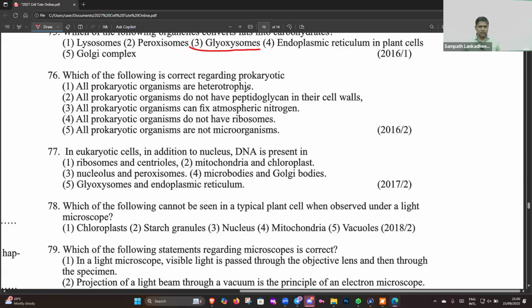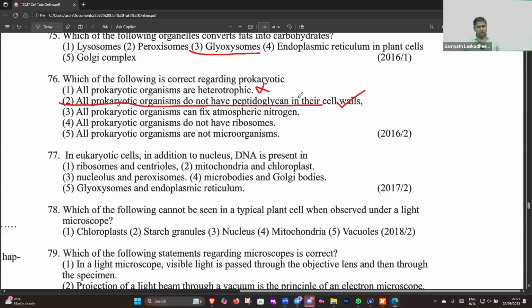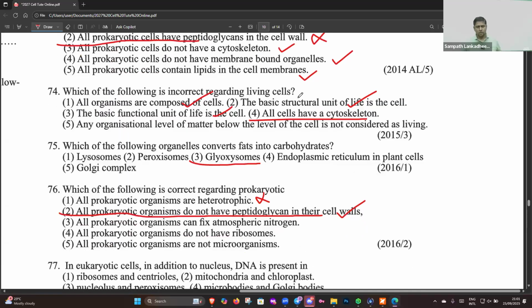Question number 76. Which of the following is correct regarding prokaryotic? All prokaryotic organisms are heterotrophic. Heterotrophic, all prokaryotes wrong. The bacteria, cyanobacteria, photosynthetic. All prokaryotic organisms do not have peptidoglycan in the cell wall. Correct. That is correct. Fourth. Repeating.